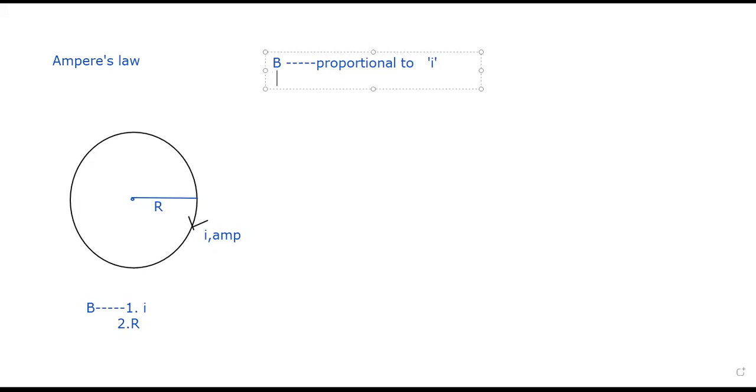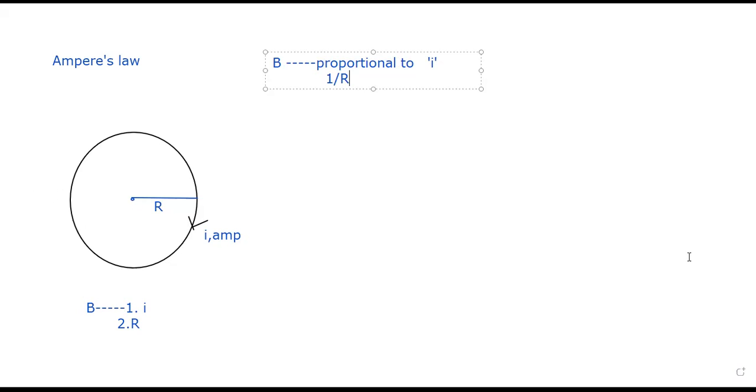The second one is also related to radius, but this is 1 by R. It means inversely proportional to radius. As the size of the circular loop increases, the center is away from the perimeter, that is, where the current flows. So current flows through the perimeter, this is the perimeter of the circle, what we call the circumference of the circle.